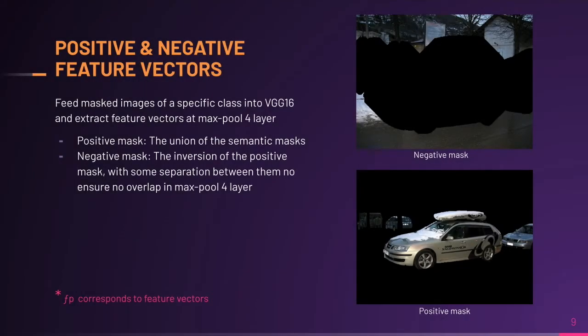Next, we had to create our positive and negative feature vectors. To do so, we fed images of a specific class into VGG16 and extracted feature vectors at the max pool 4 layer. Positive feature vectors corresponded to feature vectors created by images with positive masks. Positive masks were simply the union of the semantic masks, while negative feature vectors corresponded to feature vectors created by images with a negative mask on them, which was the inverse of the positive mask.